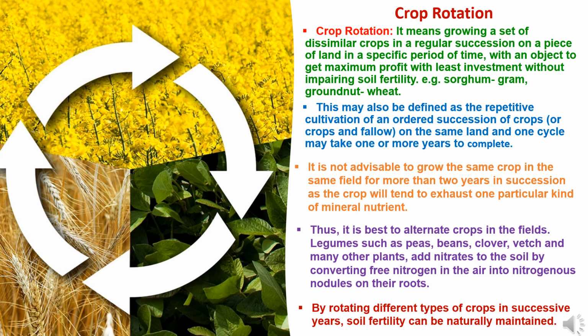It is not advisable to grow the same crop in the same field for more than two years in succession, as the crop will tend to exhaust one particular kind of mineral nutrient. Thus, it is best to alternate crops in the fields, like growing legumes such as beans, clover, vetch, and many other plants which add nutrients to the soil by converting free nitrogen in the air into nitrogenous nodules on their roots. By rotating different crops in successive years, soil fertility can be naturally maintained and the soil is protected from erosion.